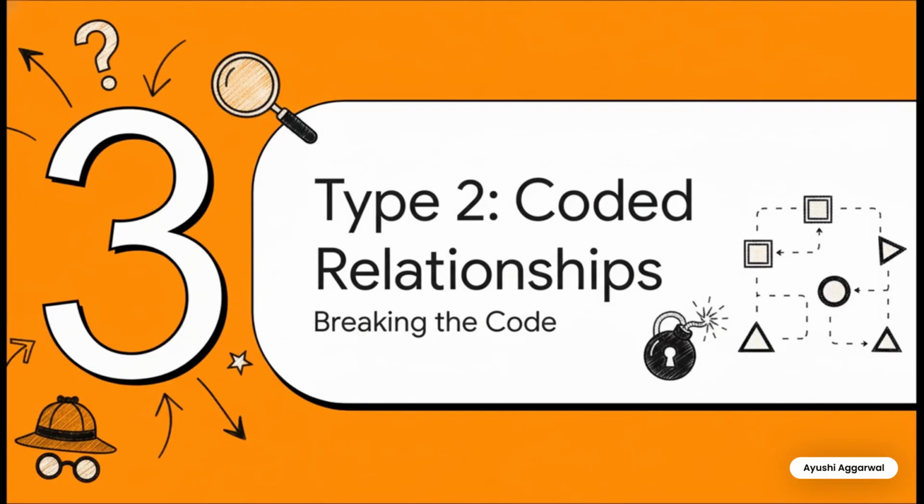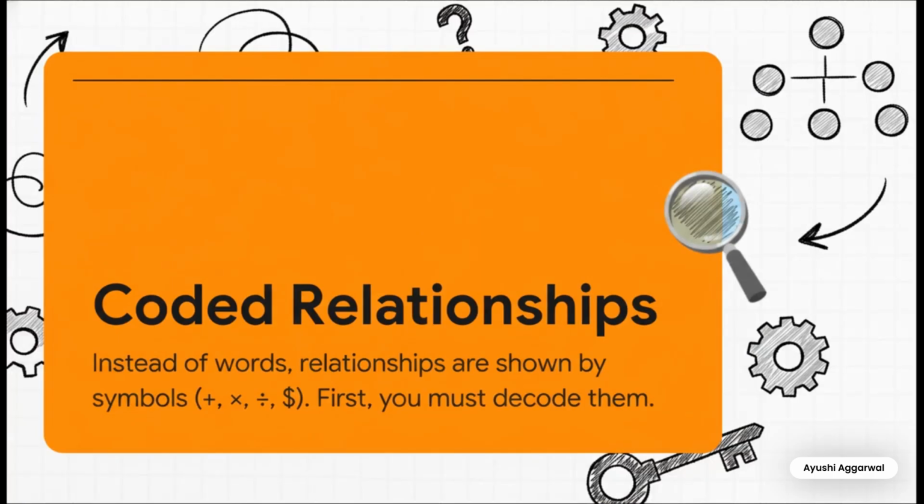All right, time to level up. Let's move on to coded relationships. Now, these are the ones that look really complicated at first, but honestly, they're kind of like a fun decoding game. Before you can solve the family puzzle, you have to crack the code. So let's put on our detective hats for this one. So here's the deal with this type. Instead of a sentence like A is the father of B, you'll get something cryptic like A times B.